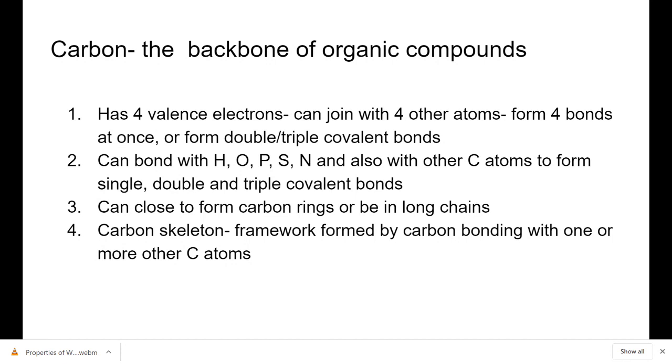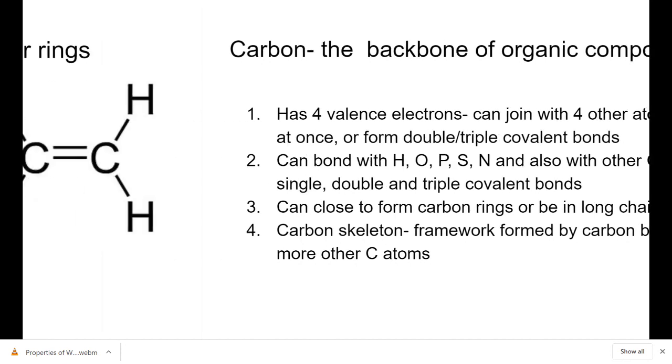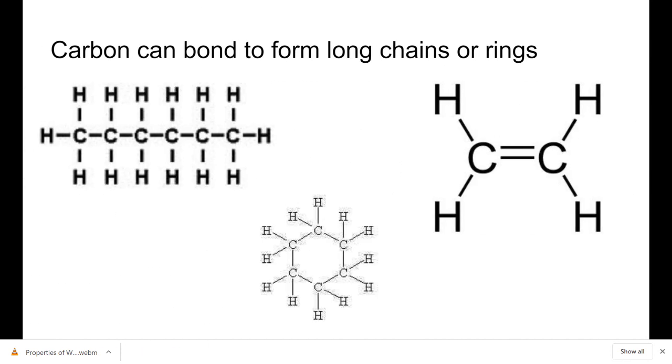Skeleton or framework. Now, when I say framework, think of like the studs in a house. You put these 2x4s up in your house, and then you attach everything to them. You put the drywall up, and you run your wires through them and between them and everything. Well, the carbon kind of is like those 2x4s. It forms a framework or a skeleton for everything to be built off of. And like I said, it can form long chains or rings. So I have a few examples here.